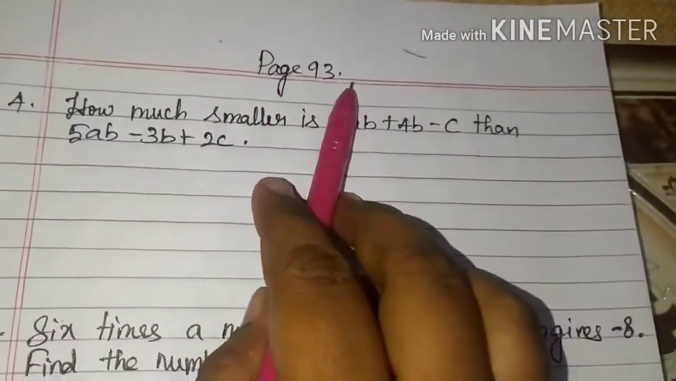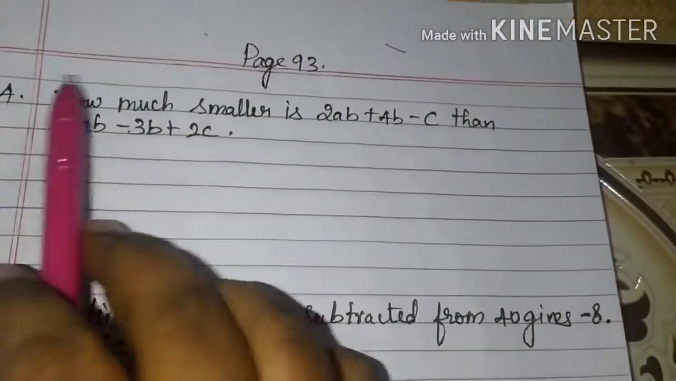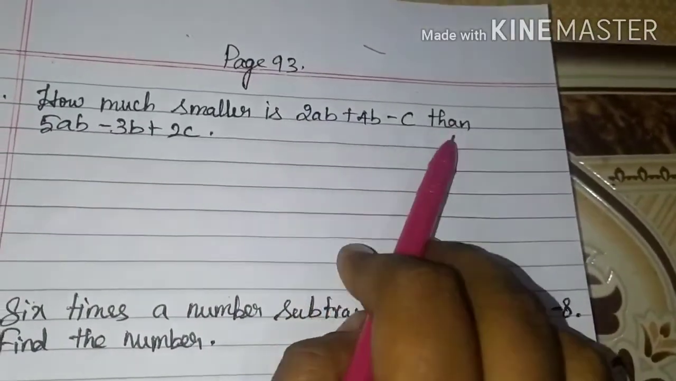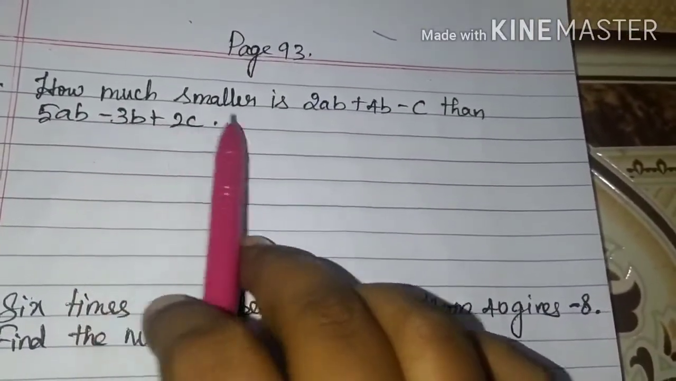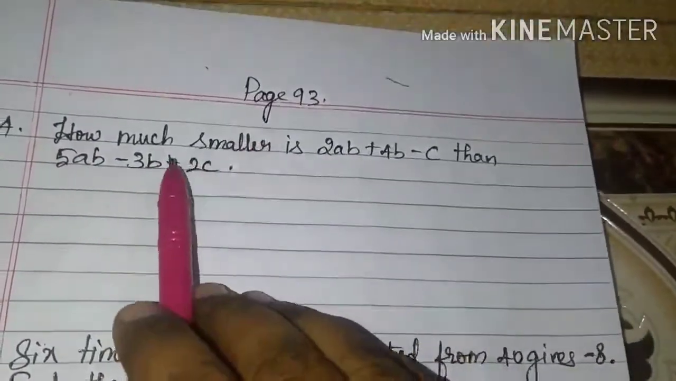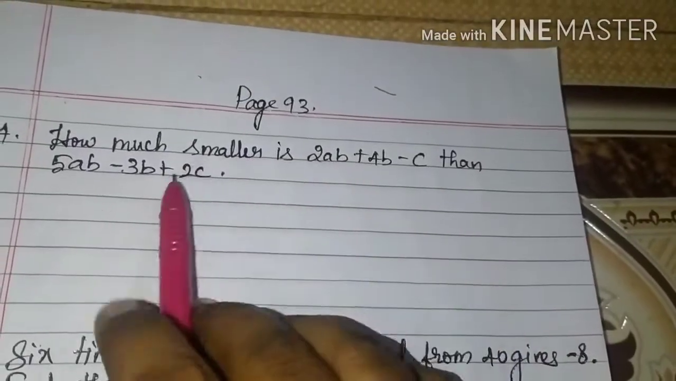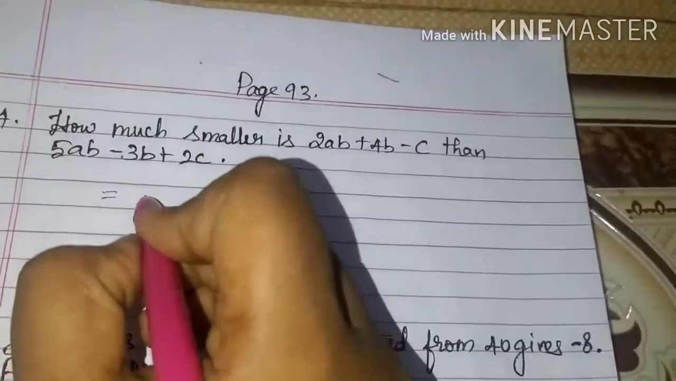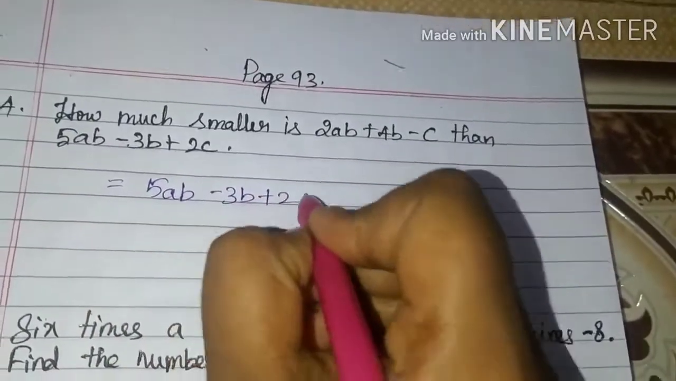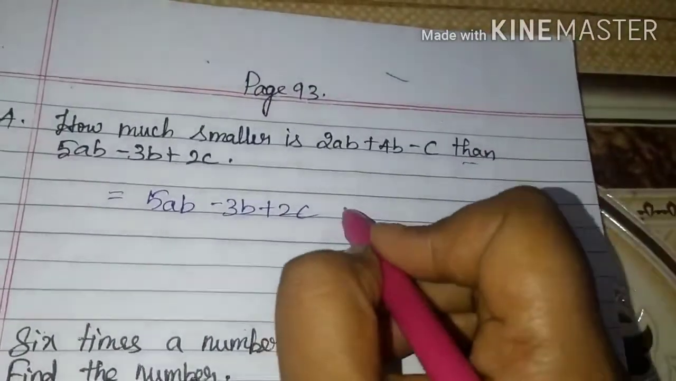So this is page number 93 children. This is your fourth sum. How much smaller is 2ab plus 4b minus c than 5ab minus 3b plus 2c? Okay children, we want to subtract from this number to this number. Okay, so we just write it here. 5ab minus 3b plus 2c. Then they given no, so we want to subtract.